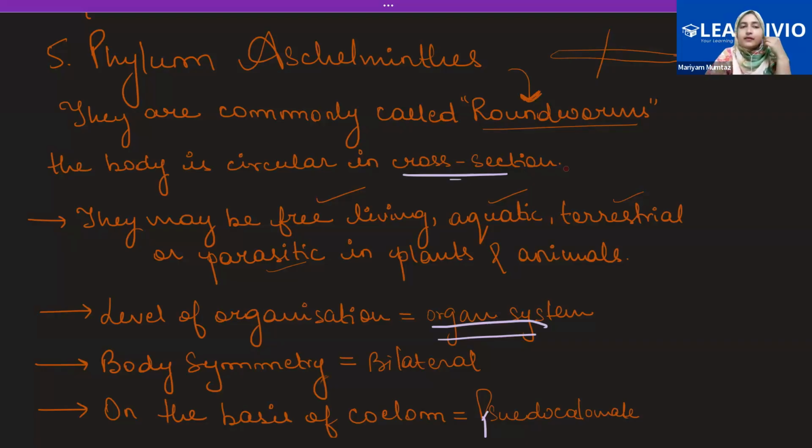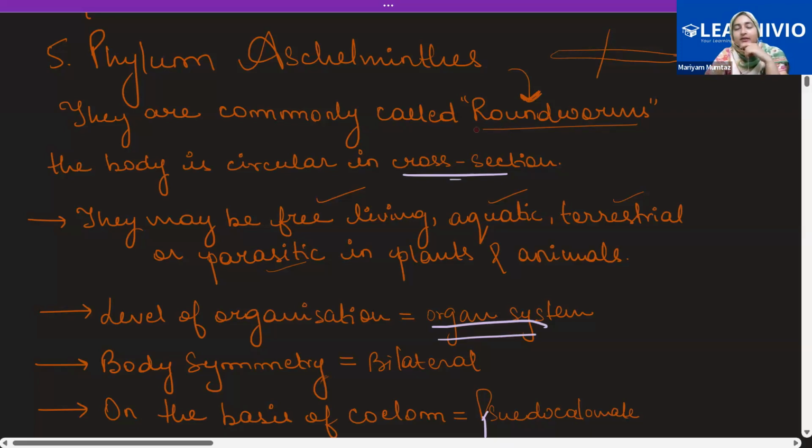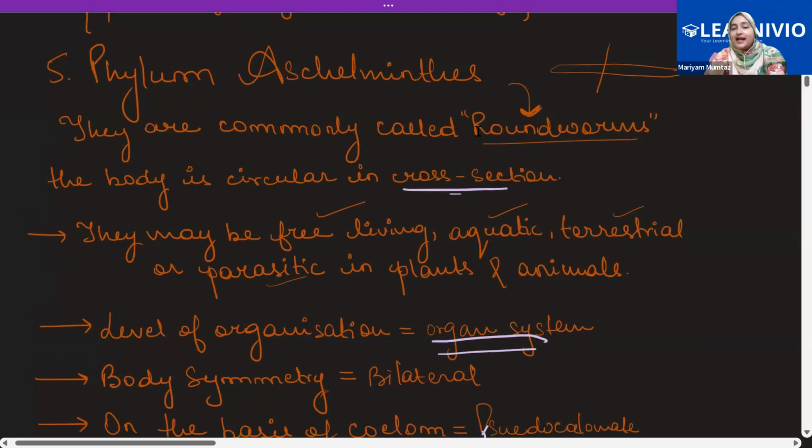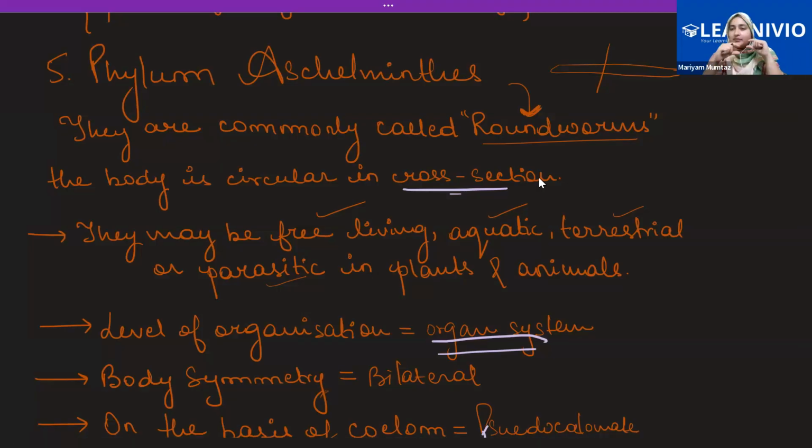All right, now the next phylum, the phylum Aschelminthes. They are commonly called roundworms. Why are they called roundworms? Because if you take a member of Aschelminthes and cut it, like cracking an egg and looking at it, the worm appears round in its cross section. That is why we call them roundworms.